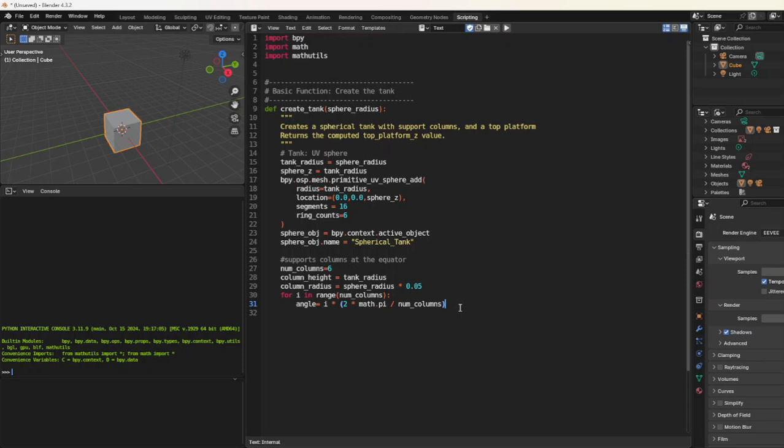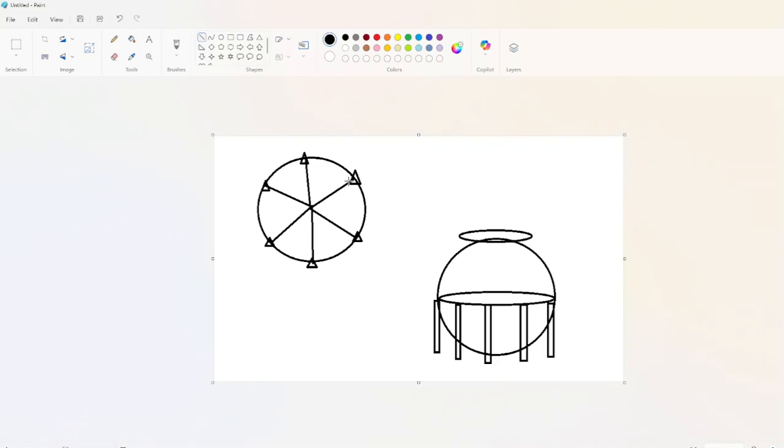Now, how is this code going to find where these columns are going to be, because it doesn't know where to place them yet? Well, over here, let's draw this. Okay, this is a coordinate plane. We have the x and the y coordinates.